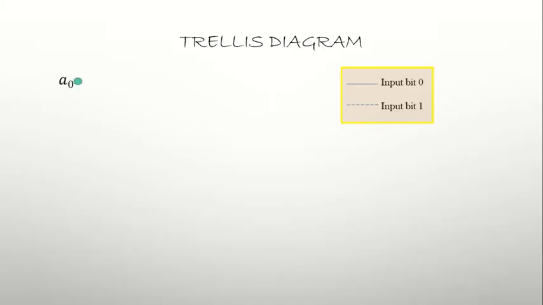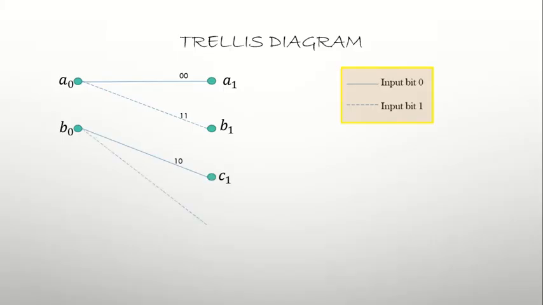So if the present state is A, and if the message bit is 0, that means solid line, it will move to A itself and it is producing a code of 00. And if the message bit is 1, it is moving towards B and it is producing 11 as code. And similarly, if the present state is B and if the message bit is 0, it is moving towards the next state C and it is producing the code 10, and if it is 1, it will go to D and it is producing 01 as code.